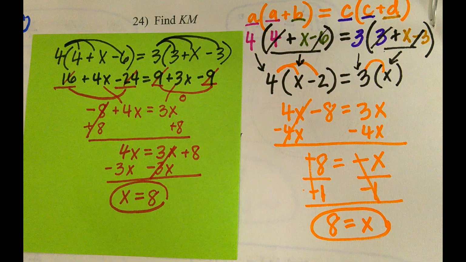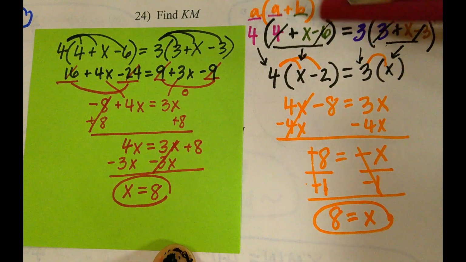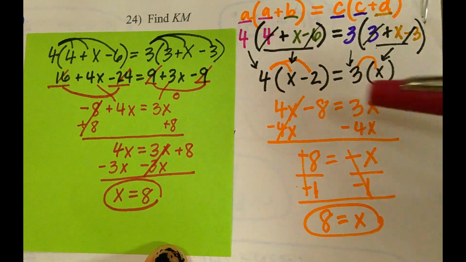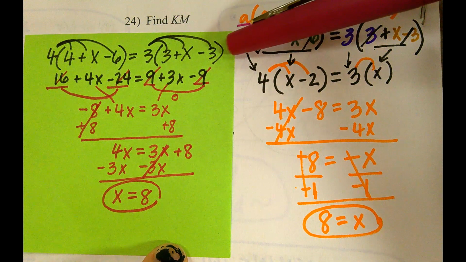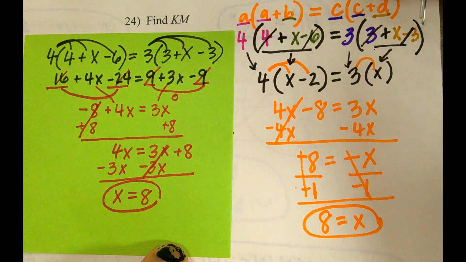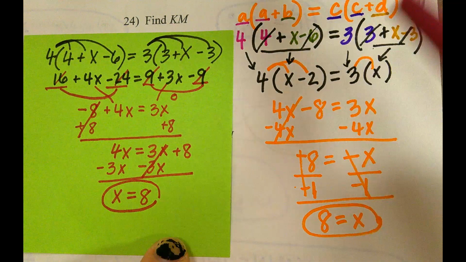So I'll explain the difference between the two, and we'll talk about why both work. You'll get the same answer as you can see here. Basically, in this method here, where I've solved it in orange, I decided that doing a distribution problem where I multiply 4 times 4 times 4 times x plus 4 times -6, that just felt like a lot of steps to me, a lot of multiplication.